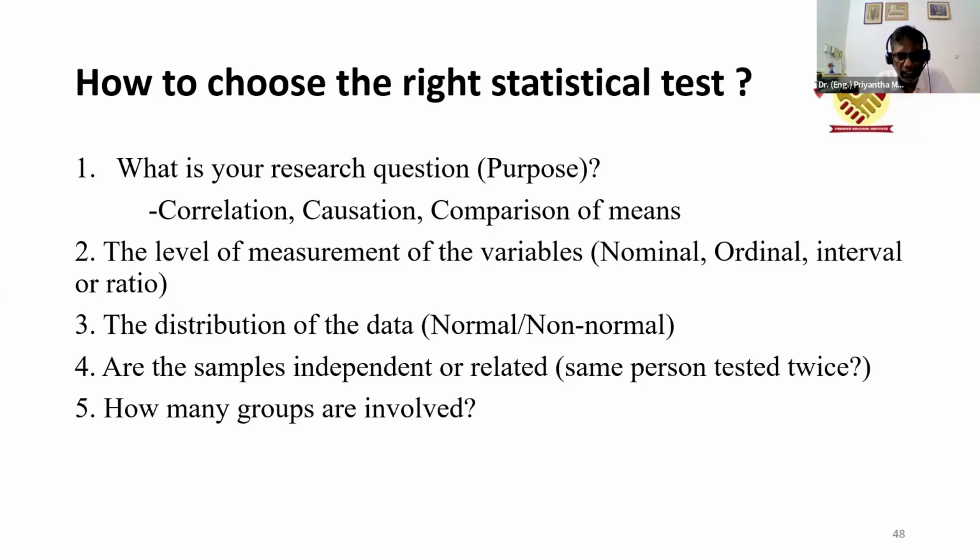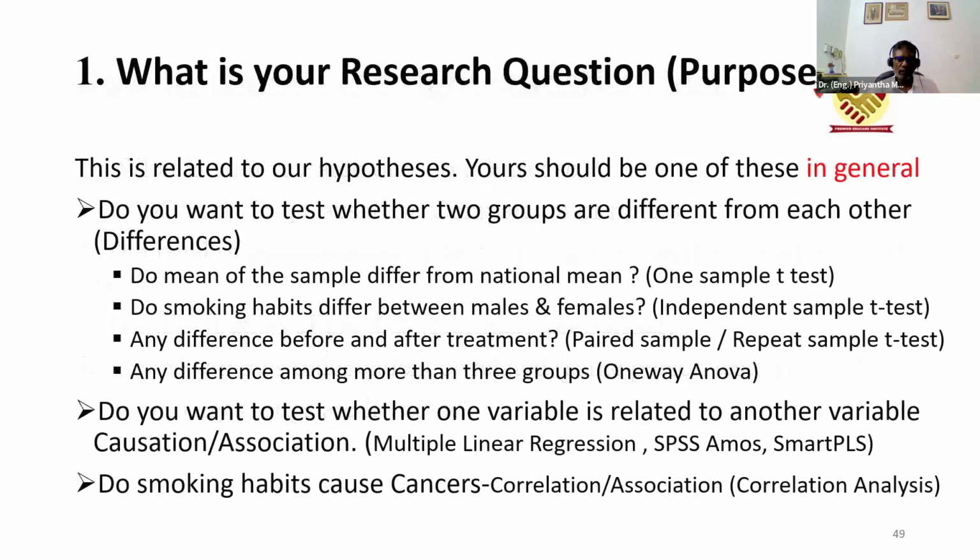Are the samples independent or related? Related means the same person tested twice. Then what is the method? Paired sample t-test. Independent samples means a control group and an experimental group. So how many groups? ANOVA, if you have more groups. I will come to that part very simply. But these are the research questions for each and every major technique.